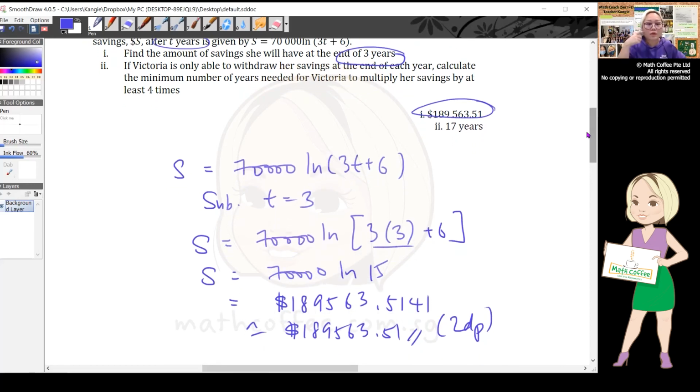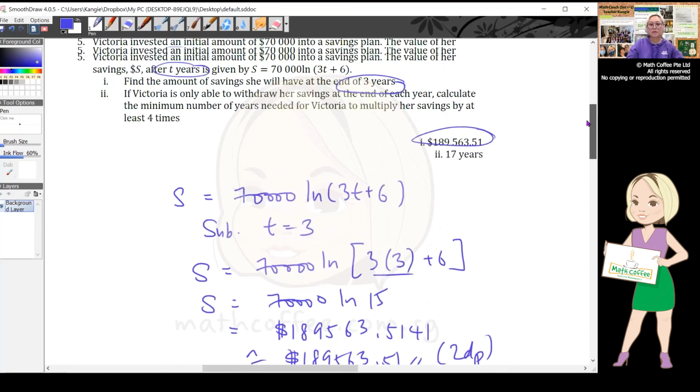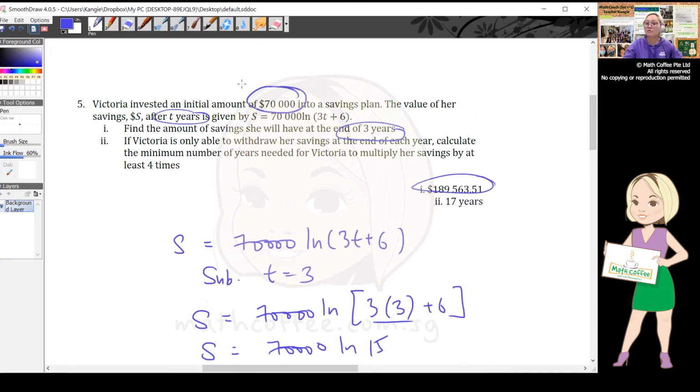They say, if Victoria is only able to withdraw her savings at the end of each year, calculate the minimum number of years needed for Victoria to multiply her savings by at least 4 times. At least 4 times, the initial one is how much? The initial is 70,000, right? So do you agree that at least 4 times means 4 multiplied by 70,000, which is 280,000, yeah, correct.